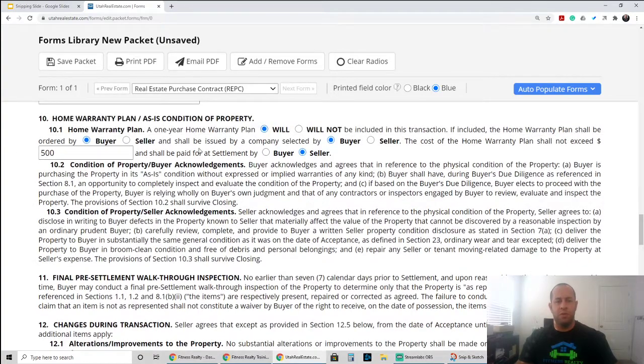Some sellers won't want to buy a home warranty because they're like, I'm already shelling out money, I'm not going to spend another $500. So this is a negotiation piece. If you have a buyer that wants to look good on the contract, you can put will not, and this just makes it a 0 on this line and less things to negotiate about.